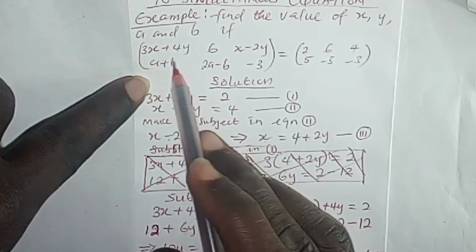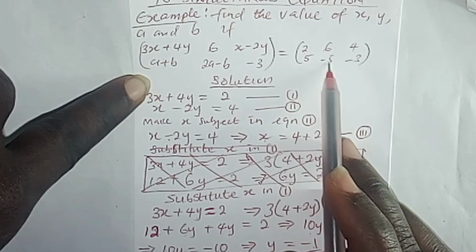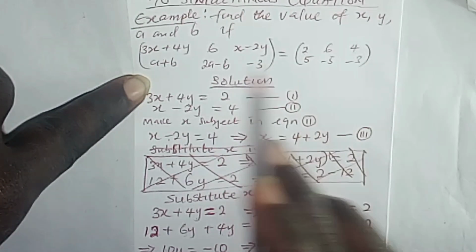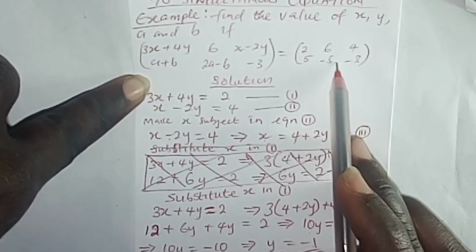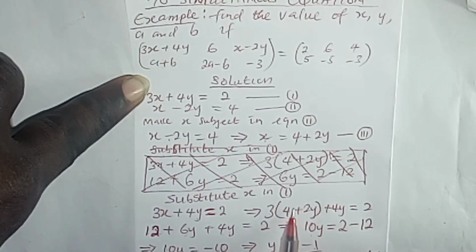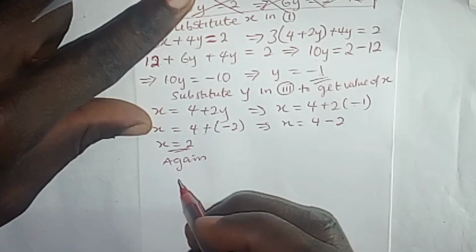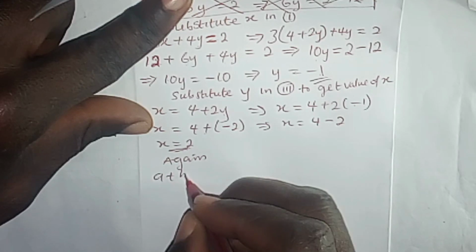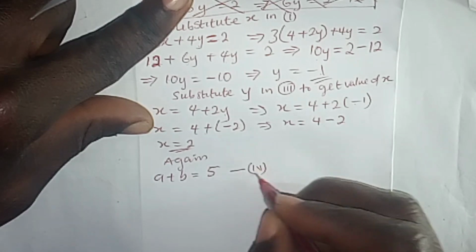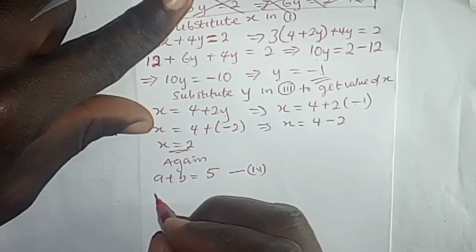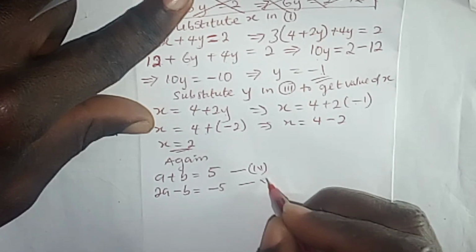So now, since we found x and y, we are going to use this one and this one, which correspond to this one and this one, in order to get the value of a and b. That is, a plus b is equal to 5, and 2a minus b is the same thing as -5. Therefore, we are going to use them in order to find a and b. So again, from the matrix, a plus b is equal to 5, which is equation 4, and also 2a minus b is the same thing as -5. This one is equation 5.